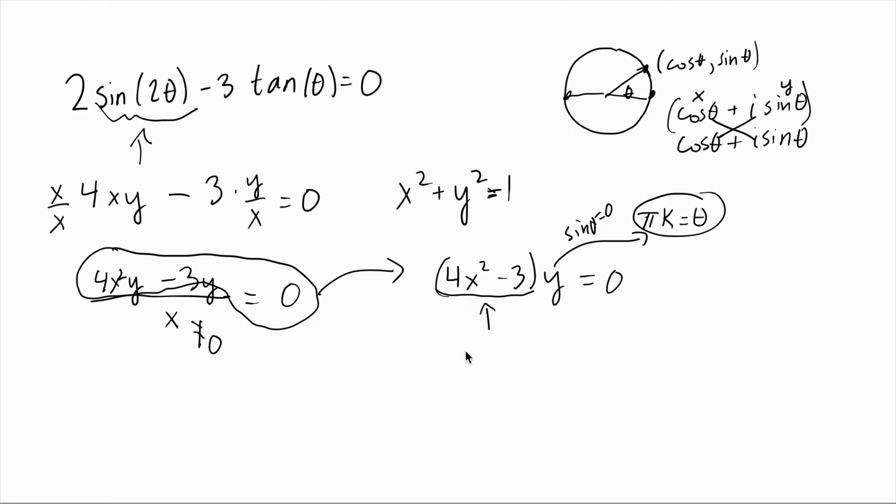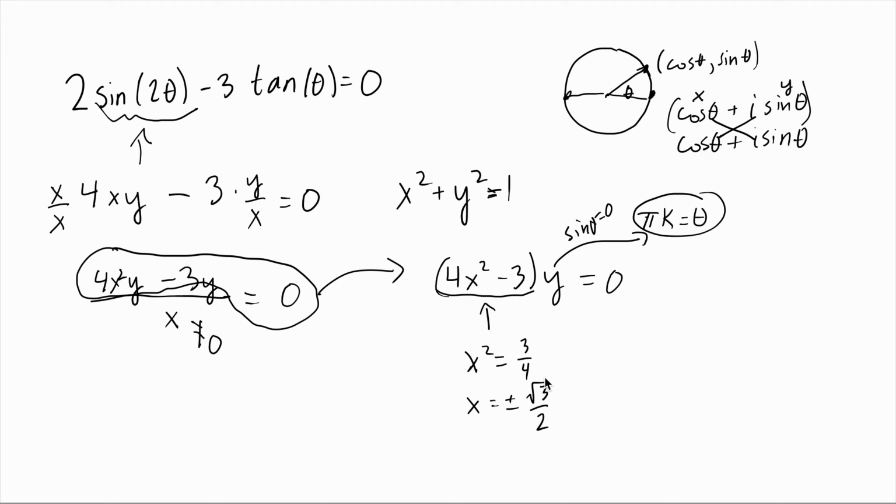Now, right here, when is this equal to 0? Set it equal to 0 and solve. You're going to get 4x squared is equal to 3. In other words, x squared is going to be equal to 3/4. So x is going to be equal to plus or minus square root of 3 over 2. So the cosine is going to be equal to that. So we think the x value is going to be square root of 3 over 2.